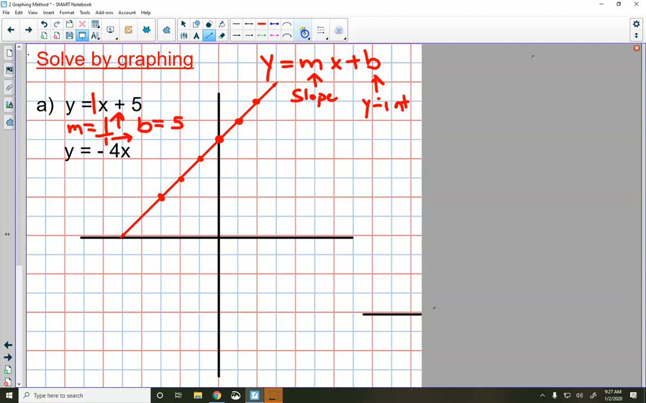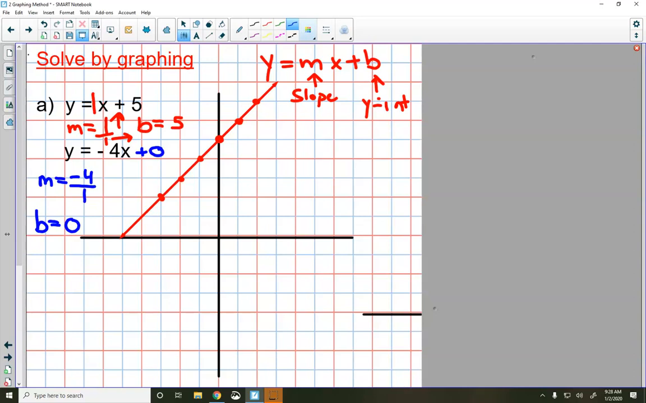Now I'm going to look at my second equation. I have y equals negative 4x. That's also in slope-intercept form. My slope is negative 4 over 1, or just negative 4. My intercept is the origin. It doesn't say plus 0, but we know that it's really plus 0, and that the intercept is at 0, 0. So I'm going to now plot this line in blue.